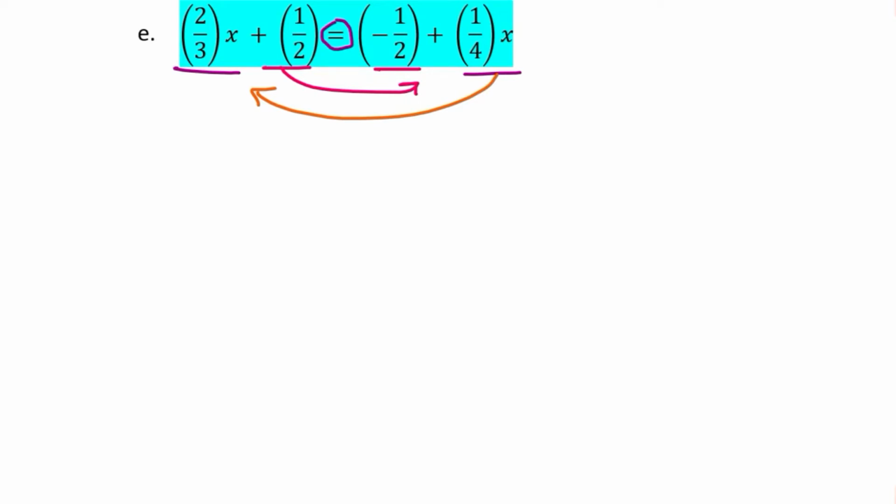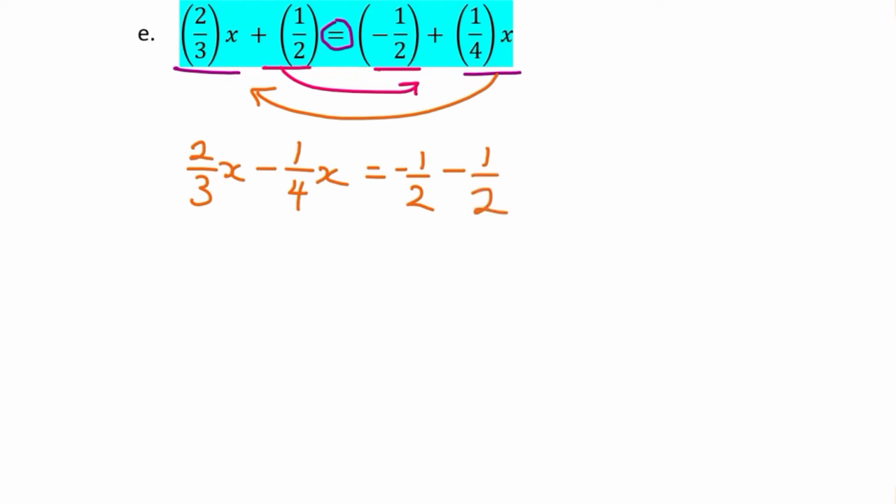So in here, first we recognize that 2/3x on the left side stays there, but this time I'm moving +1/4x to the other side, which means I'm going to change the sign to negative, -1/4x. This is equal to, on this side we have -1/2, and the +1/2 on the left side is going to be moved over to the right side, which means its sign changes to negative. So I have -1/2.